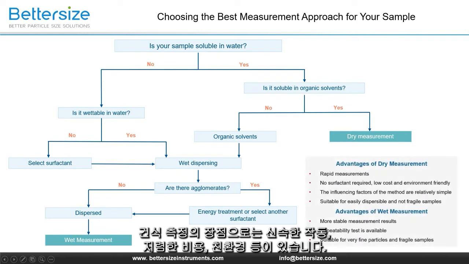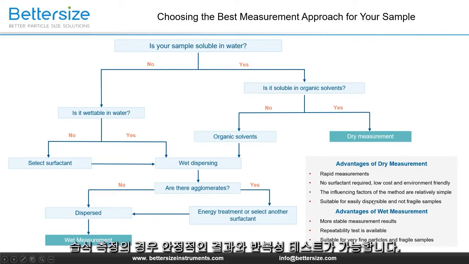The advantages of dry measurements include rapid operation, low cost, environment-friendliness, and so on, whereas those of wet measurements are stable results, available repeatability tests, etc. You are free to choose the method that has the advantages you value.